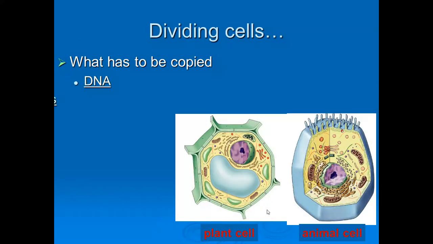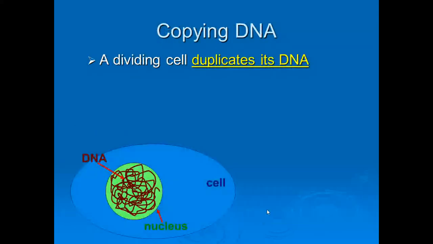What has to be copied? Really everything in a cell. So we're going to go over the cell cycle. Really everything in a cell must be copied. Number one, of course, is DNA. And if something goes wrong there, that could be a mutation. So, all right, a dividing cell must duplicate.